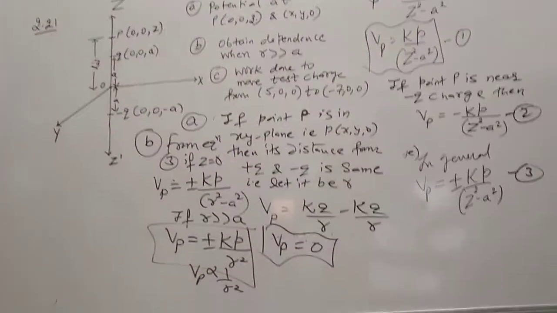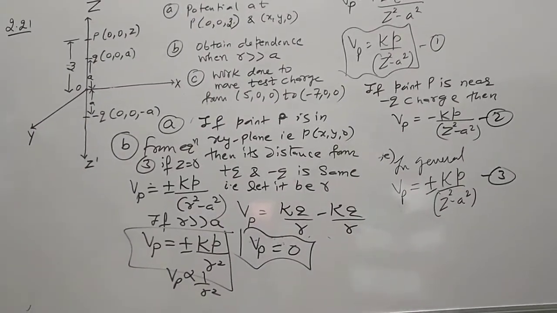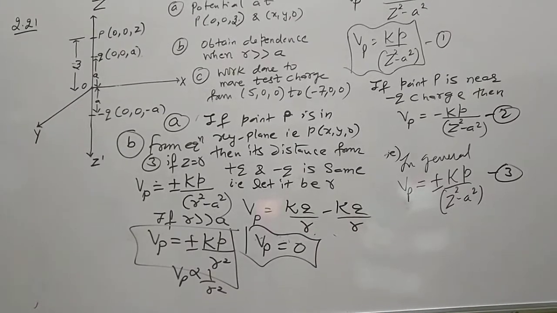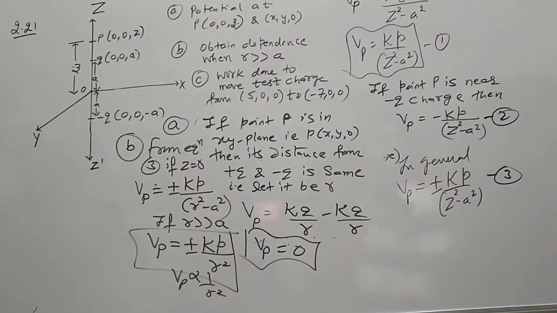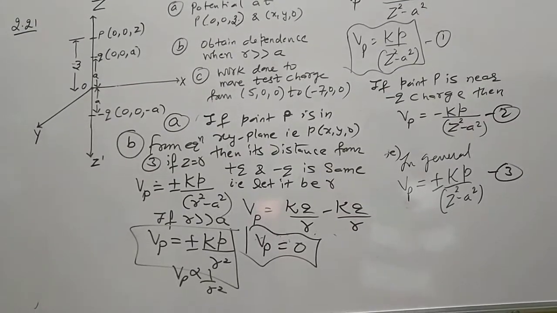So it is clear that we have already written this expression in the previous question. If it is a dipole, the potential is inversely proportional to the square of the distance. So in section B, we have to find out the dependence when r is greater than a.